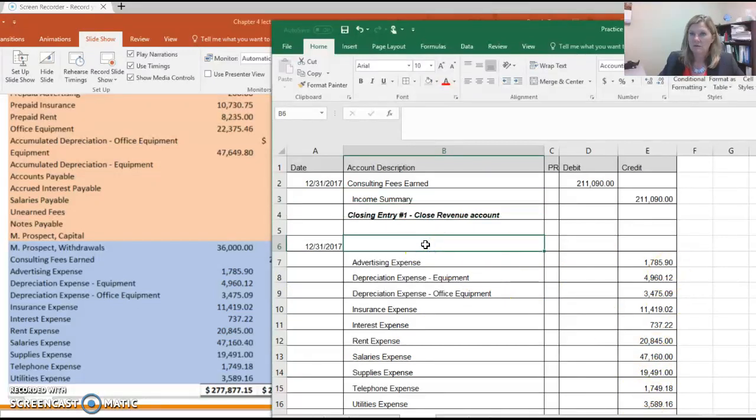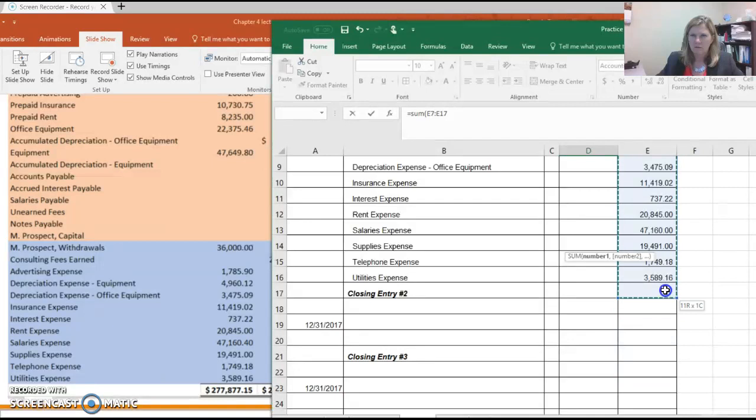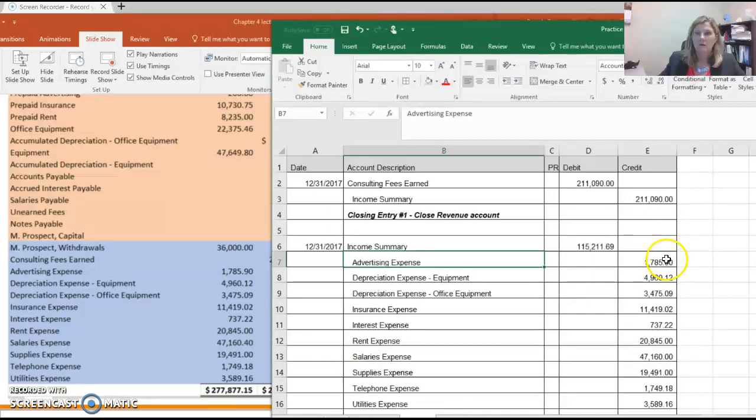So the account that I'm going to debit, because we have to have equal debits and credits for every transaction, is what? The income summary account. So here I'm going to do the sum of all of my credits. And there we go. So I am now debiting income summary for $115,211.69.